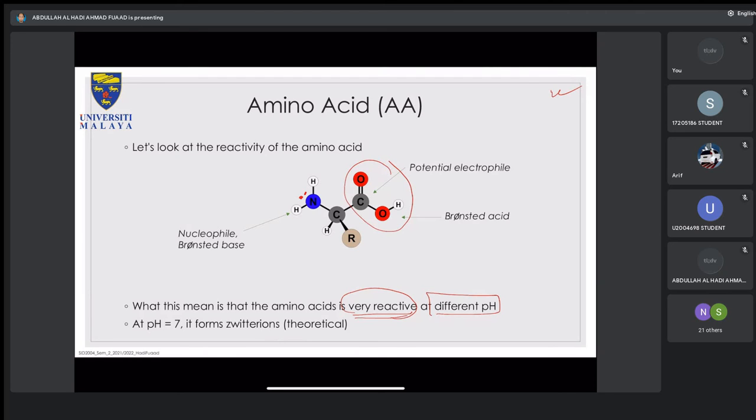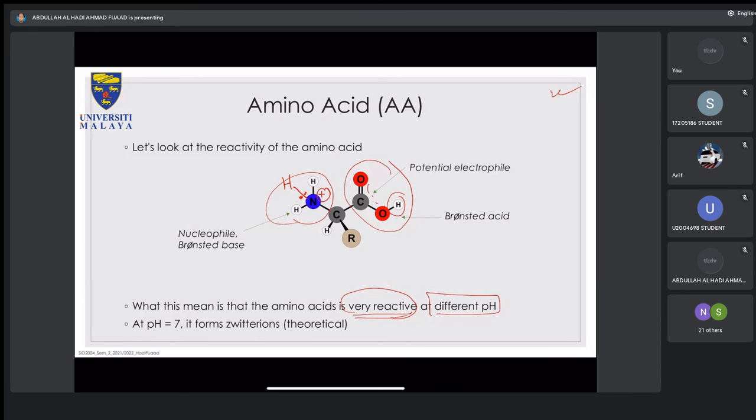Why above 2.5? Because above 2.5, you get your amine protonated. A protonated amine is normally less reactive, because now it's no longer a Brønsted base. And if you want a reaction only at the amine side, then vice versa, you might want to work at a pH which is very high so that you get the carboxyl group deprotonated. And once it becomes a carboxylate ion, it becomes less reactive.